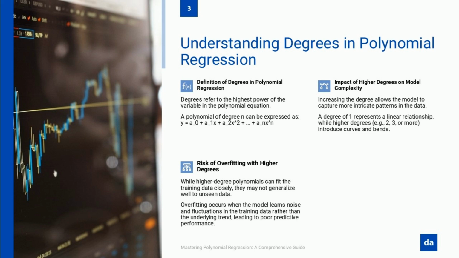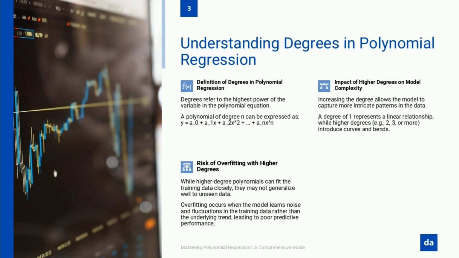What are polynomial degrees? In a polynomial equation, the degree refers to the highest power of the variable. A polynomial regression equation looks like this: y equals a plus bx plus cx squared plus dx cubed plus x to the fourth, and so on. A degree of 1 is just a straight line. This is simple linear regression. A degree of 2 creates a quadratic curve, useful when the data has a parabolic trend. A degree of 3 introduces more bends, helping the model adjust to more complex patterns. As the degree increases, the equation becomes more flexible, allowing the curve to adapt more precisely to the dataset.